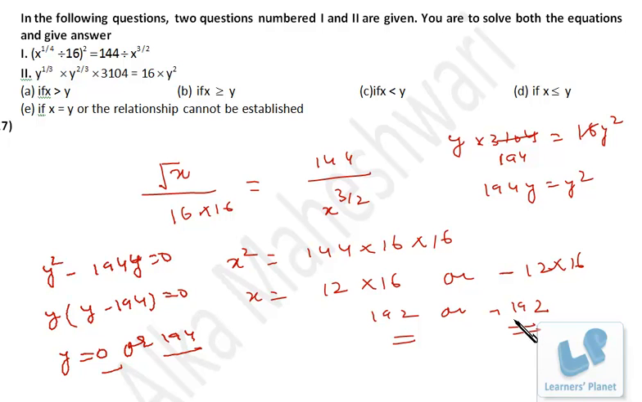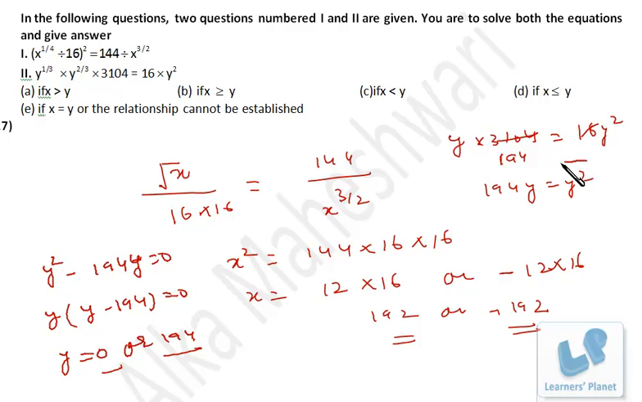We cannot come to a conclusion whether x is greater than y or less than y or less than equal to y or greater than equal to y, because various combinations we are getting. If x is 192 and y is 194, then y will be greater. If x is 192 and y is 0, then x will be greater. If x is minus 192 and y is 0, in that case y is greater than x. So various combinations are being formed. So we cannot come to a conclusion since we do not have the unique values of x and y, right? So be very, very clear about it.